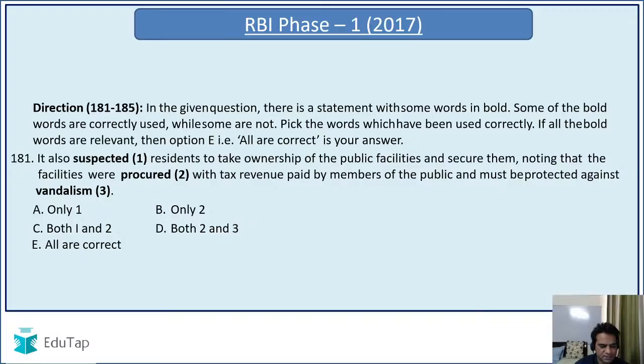So let's read the sentence, guys. It also suspected residents to take ownership of the public facilities and secure them, noting that the facilities were procured with tax revenue paid by members of the public and must be protected against vandalism.